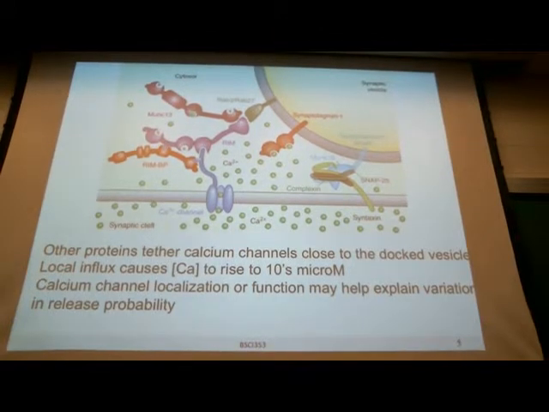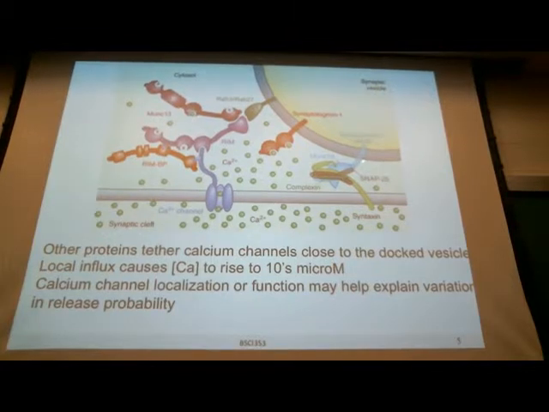So here's another close-up view. This is kind of similar to what we showed before. Here are the other SNARE proteins, synaptobrevin and SNAP25. And here's synaptotagmin. So when it binds calcium, it also binds to the membrane. And there are some other proteins here, the RIM proteins, that I'm not really interested in you being able to memorize.